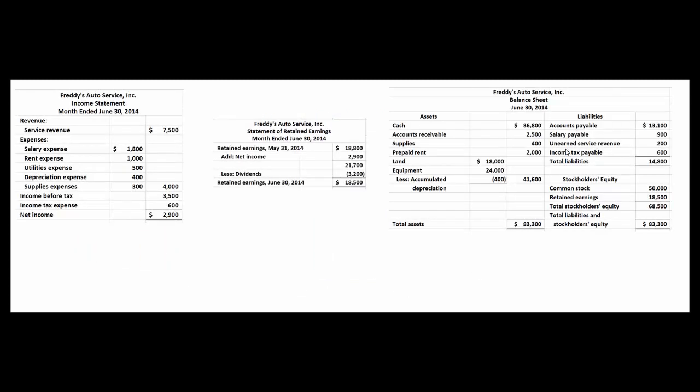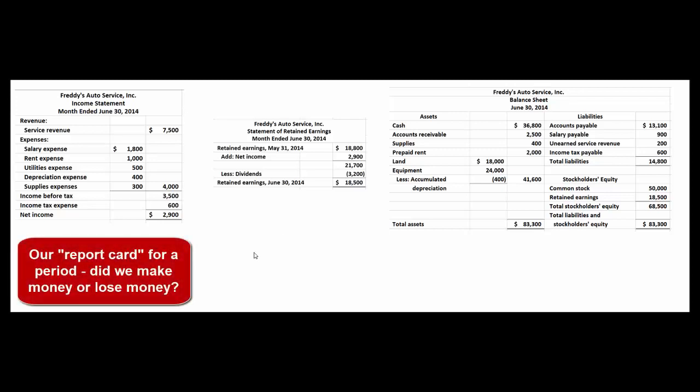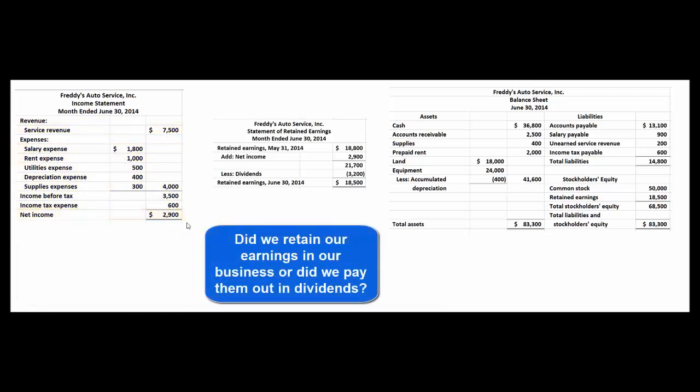By way of example, here are the three financial statements for Freddy's Auto Service Inc. for the month of June. The income statement is their report card. Did they make money or did they lose money? It's revenue minus expenses to give them net income. Did they keep that money in the corporation or did they return it to their shareholders in the form of dividends? We learned that from the statement of retained earnings. Retained earnings at the beginning plus net income minus dividends gives us retained earnings at the end.